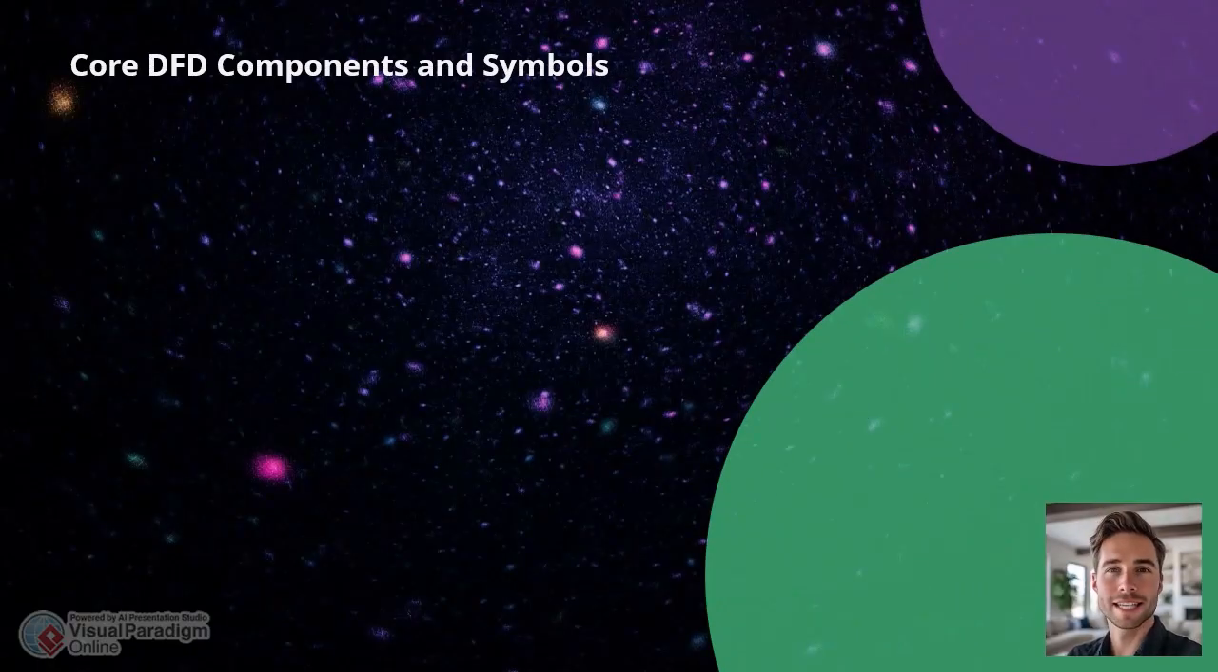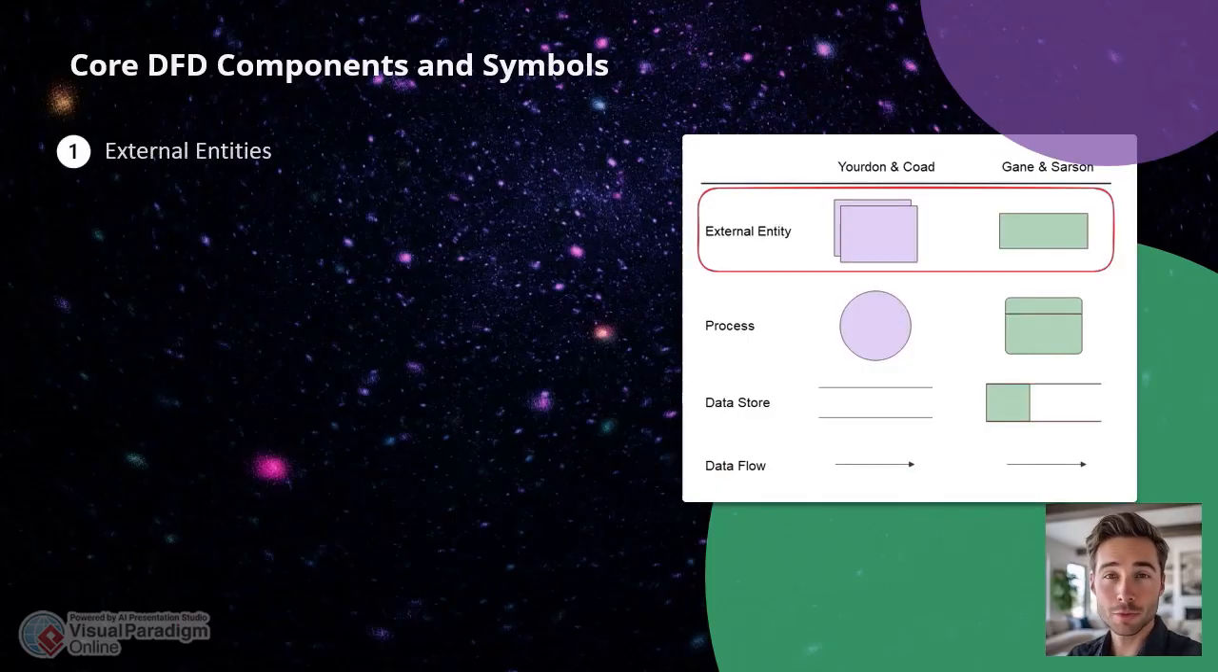To read or create a DFD, you must master the 4 standard symbols that represent entities, processes, storage, and the movement of information. Entities represent sources or destinations of data outside the system boundary, typically named with nouns to identify people, organizations, or other systems.